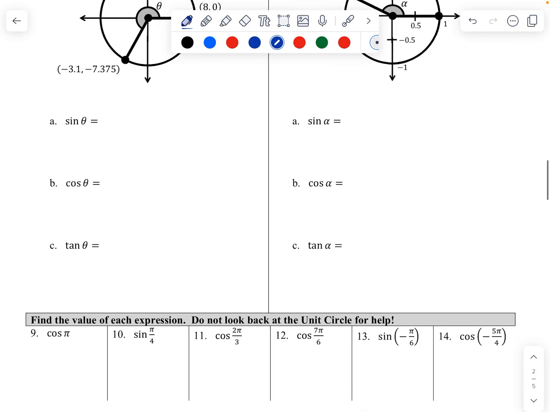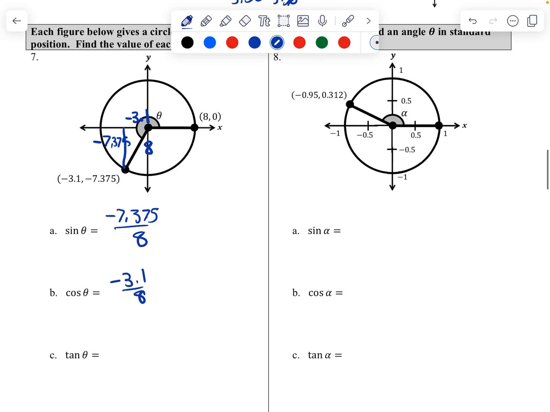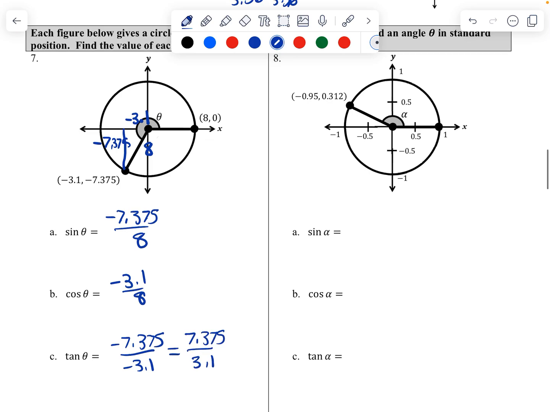Okay, so the next one, we have to come up with these sine, cosine, tangent. So if I make this a triangle, I go back negative 3.1 and down negative 0.7357, and we know our radius is 8. So SOHCAHTOA, so negative 7.375 over 8. Our cosine, adjacent, over 8. And then our tangent, negative 7.375 over negative 3.1. And again, 2 negatives make a positive. And again, you could turn those into decimals.